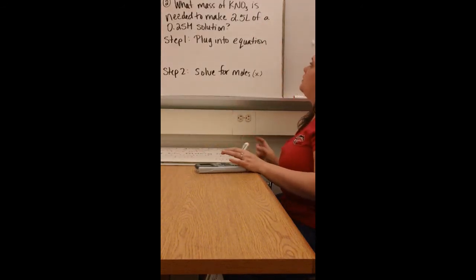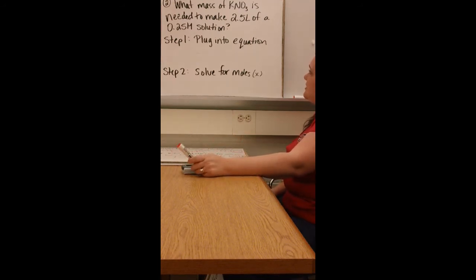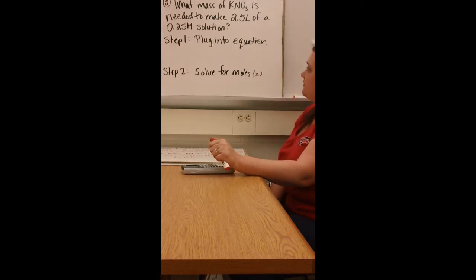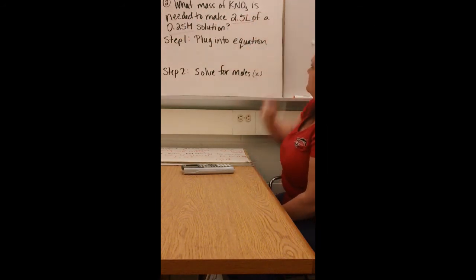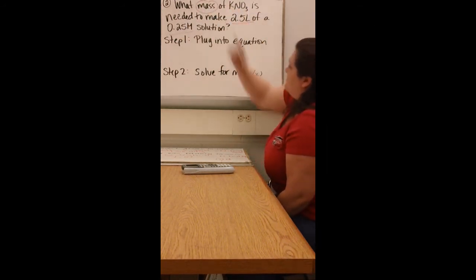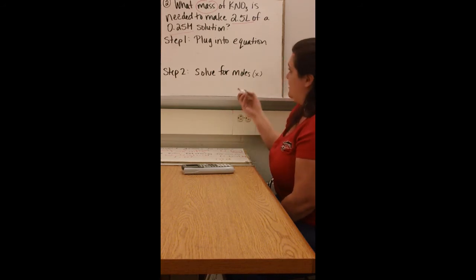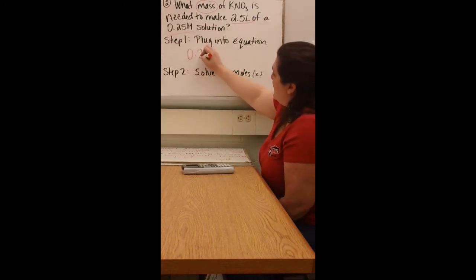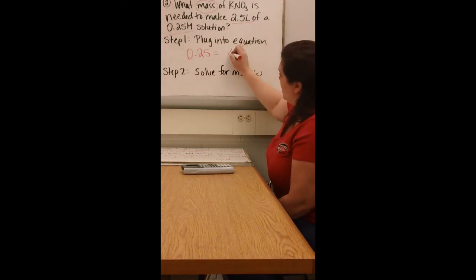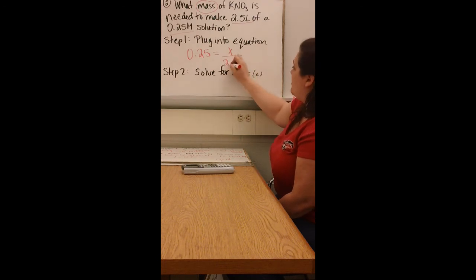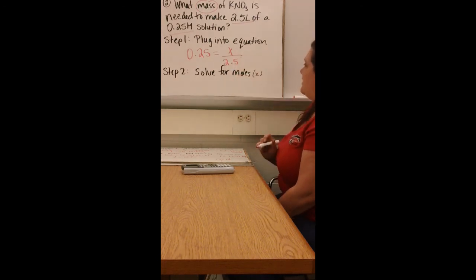Question 2. What mass of potassium nitrate is needed to make 2.5 liters of a 0.25 molar solution? First, in this case, since we know our molarity and we know our liters, what we want to find is mass. So we must first plug into our equation. So we have 0.25 equals the number of moles, which we do not know, so we'll put X, divided by our liters of solution, which is 2.5. So then we solve for our number of moles, which is X.